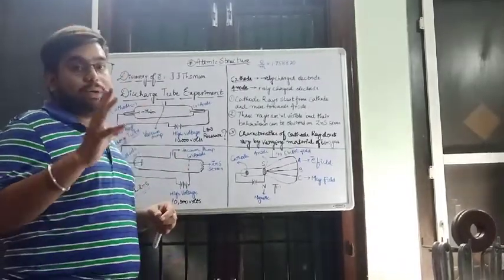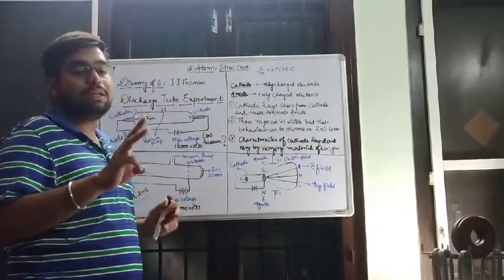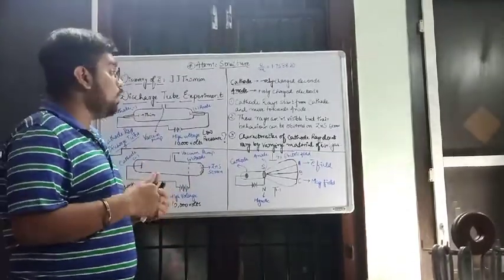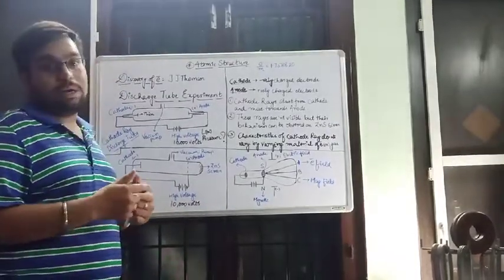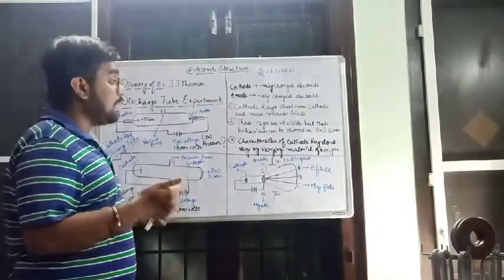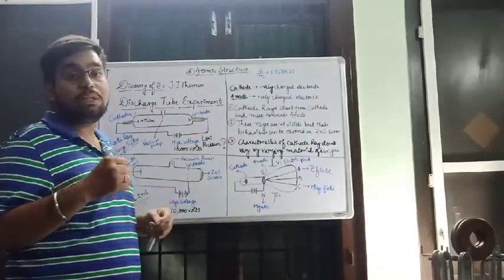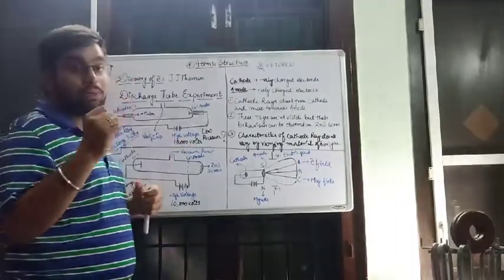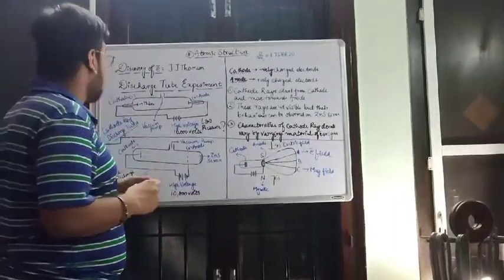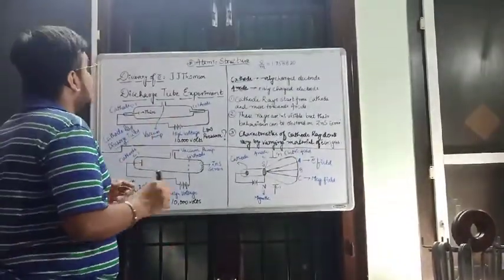Previously we just discussed the features of all these three particles. Now we will be going into the discovery of these particles. And in this lecture we will be covering the discharge tube experiment, in which both electrons and protons were discovered. Okay, now let's continue with this.